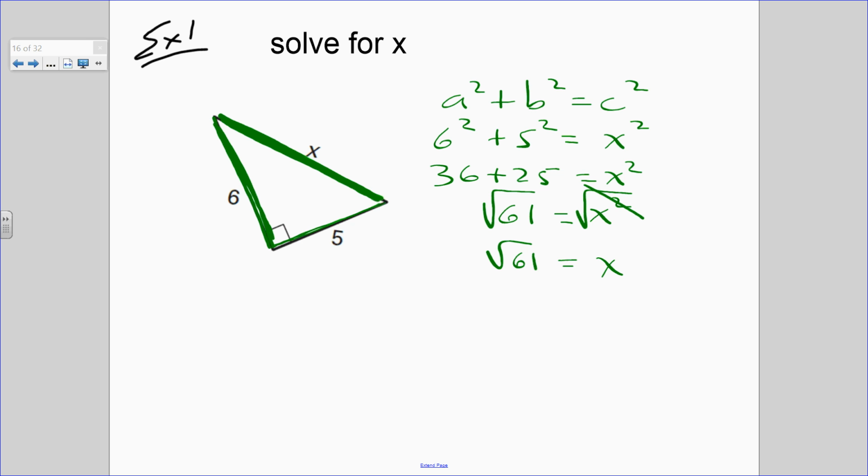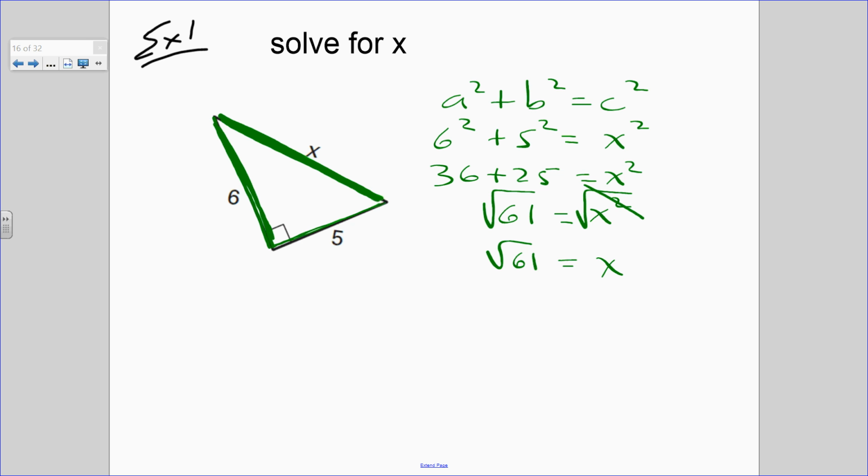Square root of 61 is not a perfect square. In other words, there's no such number multiplied by itself that becomes 61. So what we're going to have to do is approximate square root of 61. In other words, we'll type it into our calculator, and we'll run it to the nearest tenth or hundredth or thousandth, whatever degree of specificity I want you to run it to. For our example, let's run it to the nearest tenth.